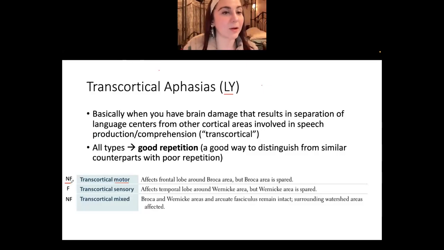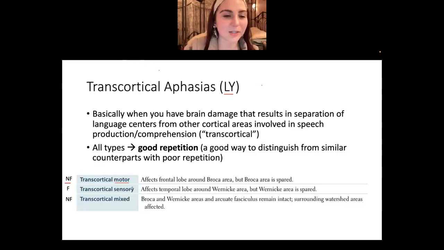You ask them to say something, they repeat it. You're like, oh, that can't be Broca's. In Broca's, they can't repeat. So this transcortical aspect is the frontal lobe around Broca's, but it's not Broca's. It does present like Broca's, but they can repeat. So repetition becomes a really good way to parse out which of these aphasias it is.